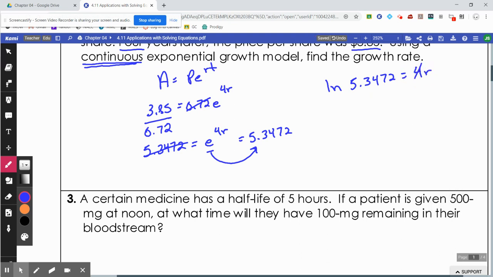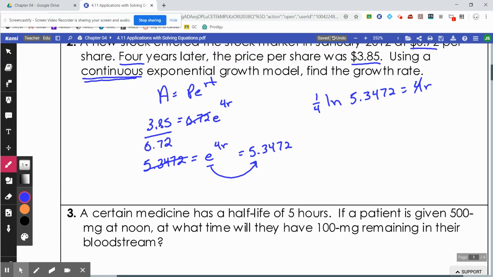So therefore, you can get rid of the 4 by doing 1/4. You can divide by 4, or you can take a fourth of it. And again, the reason I write it as 1/4 is because that could actually be written as an exponent.